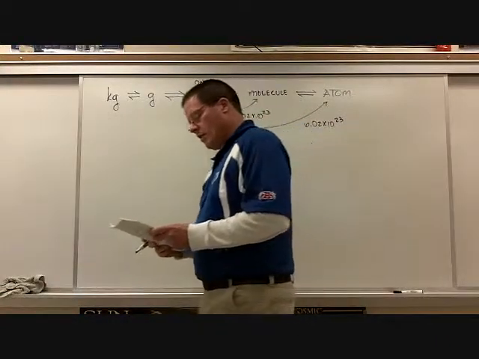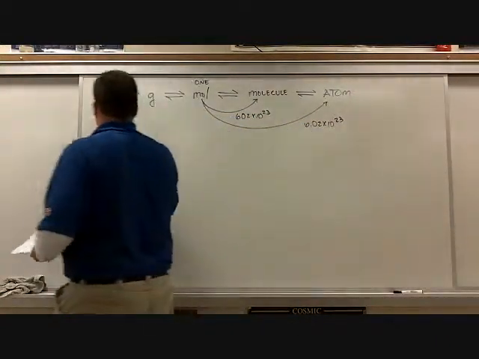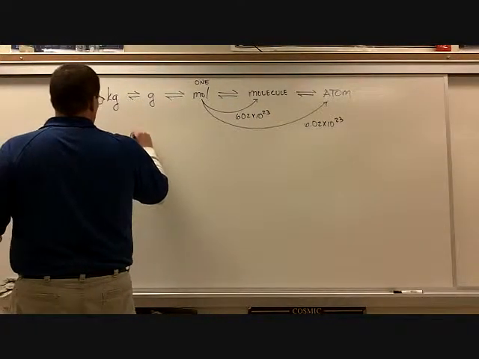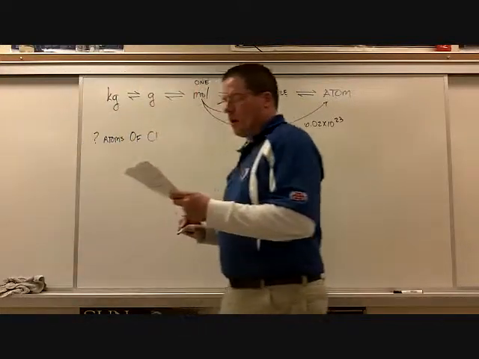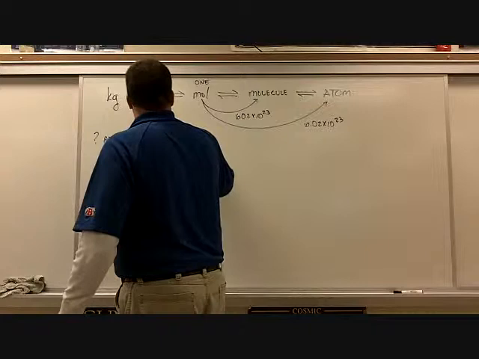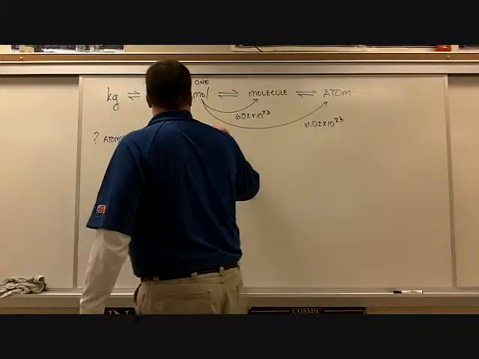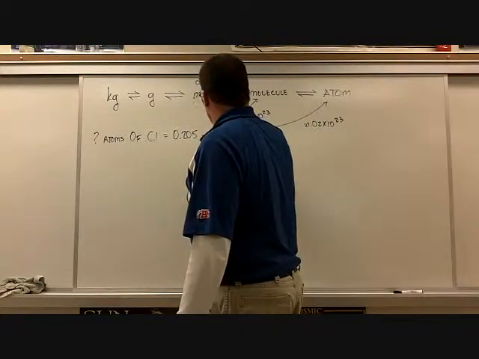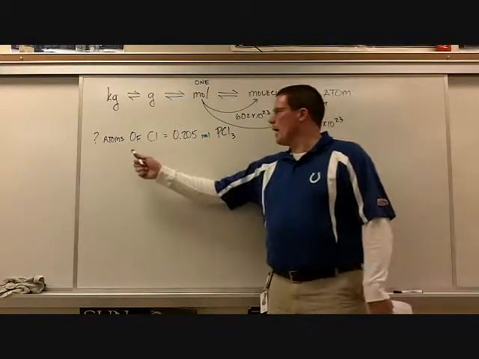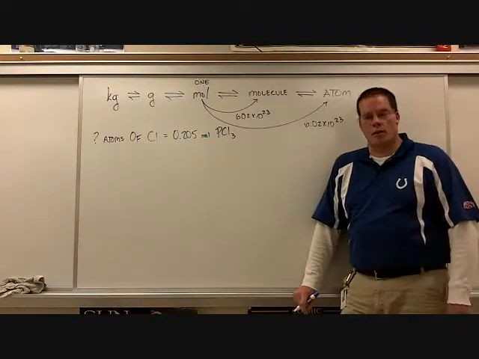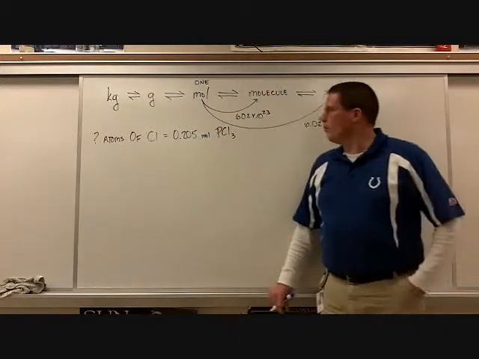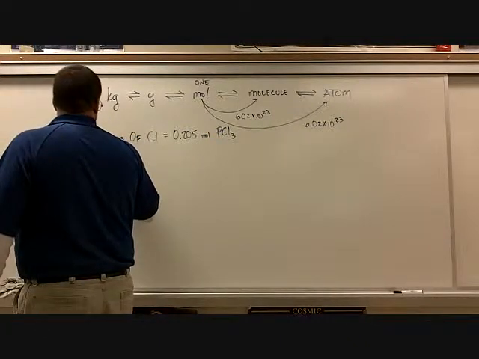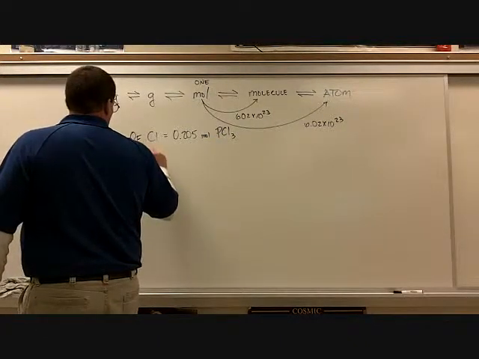This question says how many atoms, so we're looking for how many atoms of chlorine, of Cl, are there in 0.205 moles of what? Phosphorus trichloride. How do I write that? PCl3, good. Okay. So we want to know how many atoms are in 0.205 moles of PCl3. Okay. So what do we start with? What we know, good. So we're going to start with our 0.205 moles of PCl3.